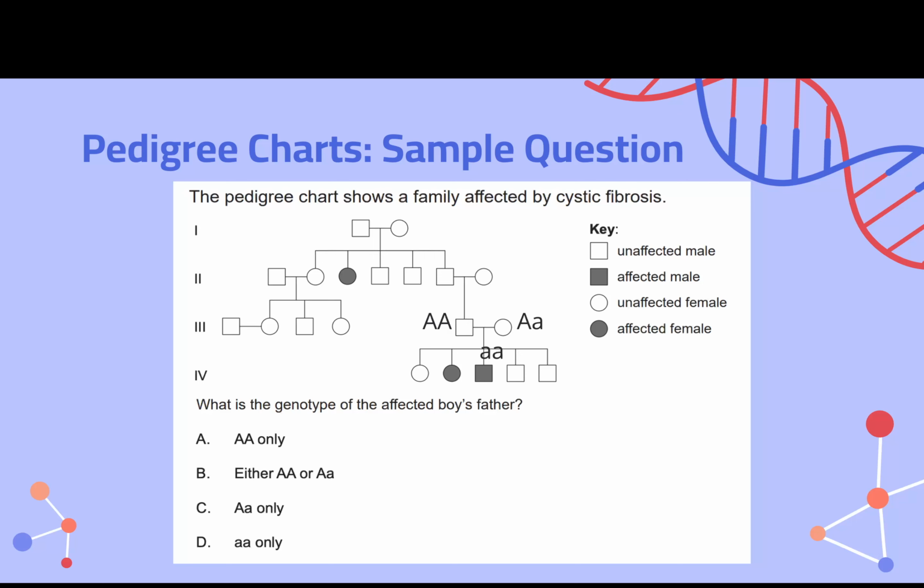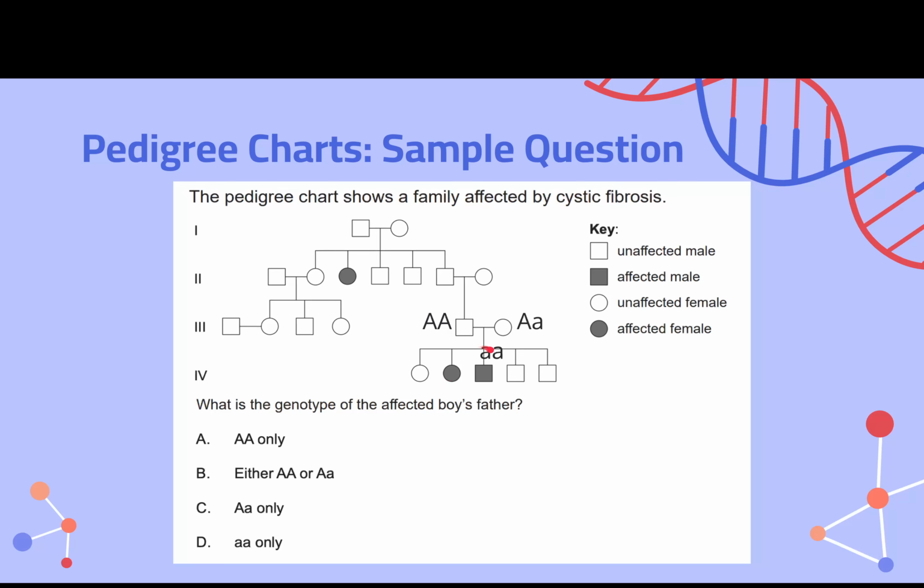So the first thing, look at the disease, figure out whether it's autosomal or sex linked, figure out whether it's dominant or recessive, and then look at who the question is about. So in this case, it's about the affected boy and his father. But to figure out what alleles the father has, you also have to look at the mom, and then you look at the family that is concerned.